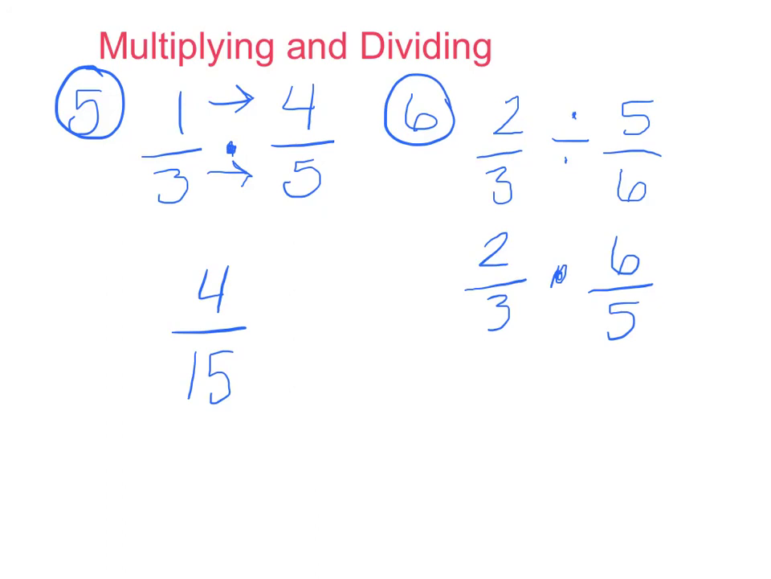So now we can multiply straight across. 2 times 6 is 12. 3 times 5 is 15. You ask yourself, can anything go into 12 and 15? A 3, so you divide top and bottom by 3. 12 divided by 3 is 4. 15 divided by 3 is 5, so your answer is 4/5.